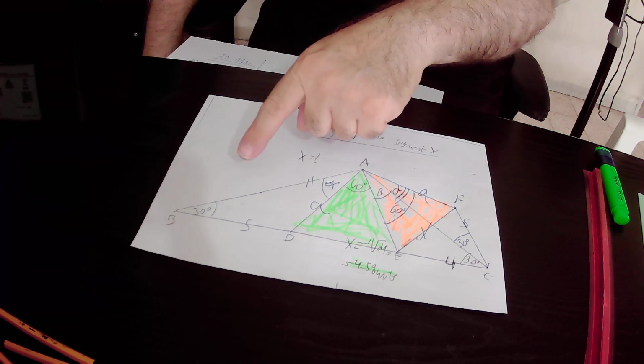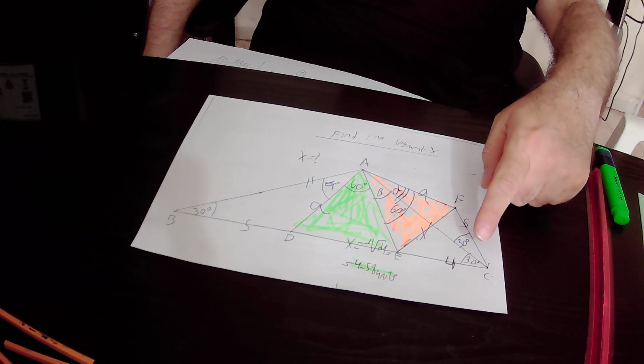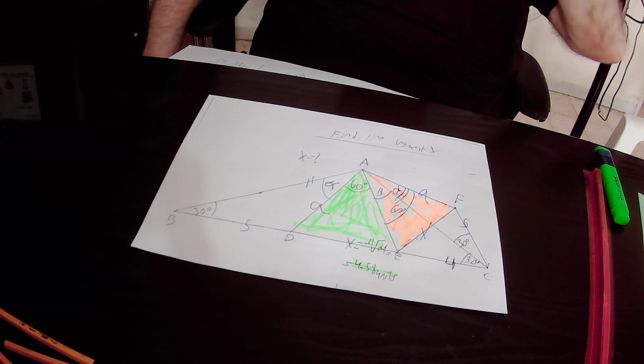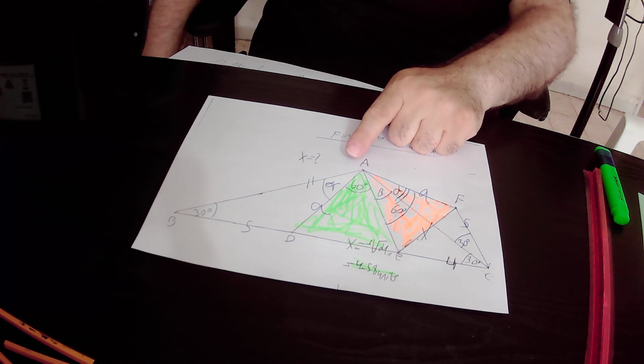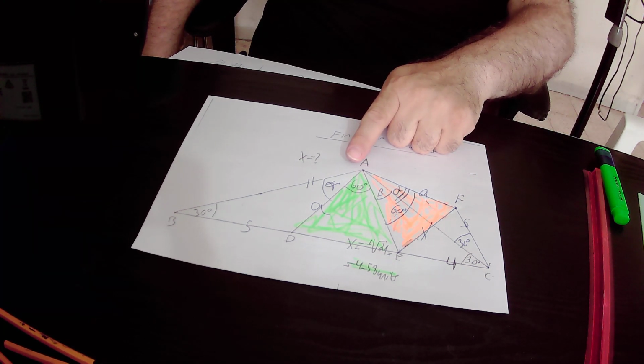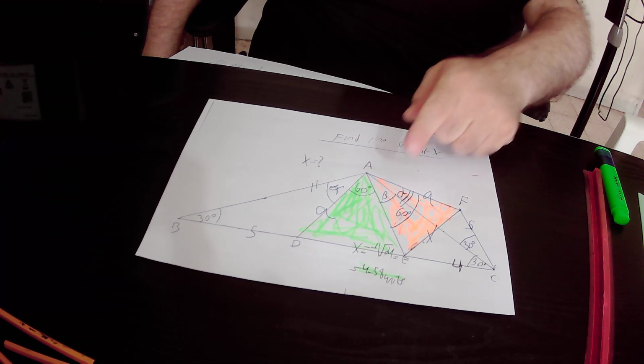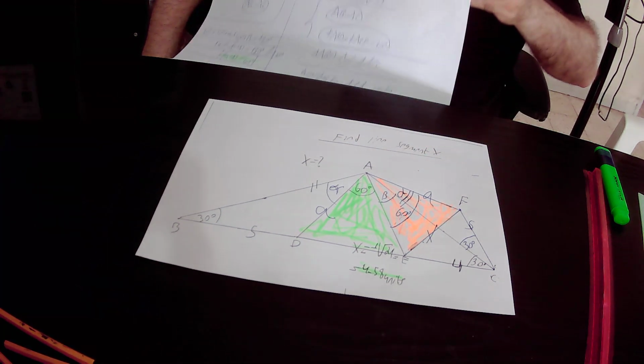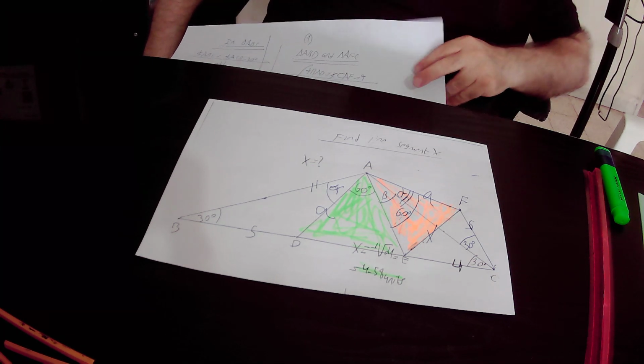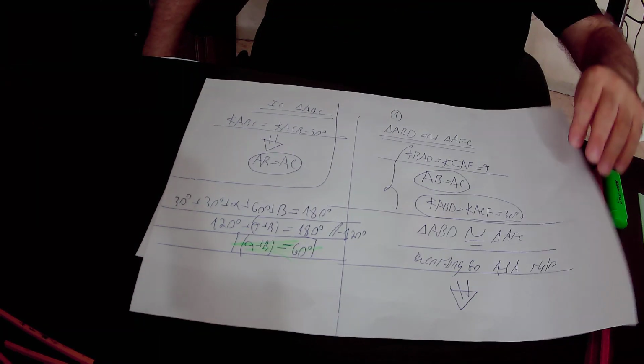That is to say, this angle is equal to 30 degrees, plus this angle that is also equal to 30 degrees, plus this angle that is equal to alpha, plus this angle that is equal to 60 degrees, plus this angle that is equal to beta. In total, the sum of all those angles must be equal to 180 degrees. Okay?